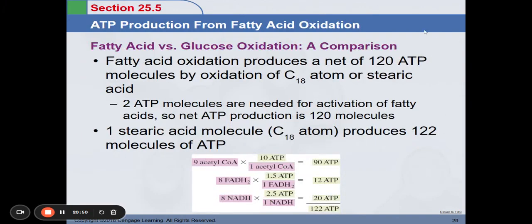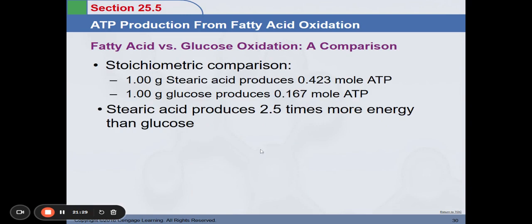Okay, so for ATP production from fatty acid oxidation, fatty acid versus glucose oxidation in comparison, fatty acid oxidation produces a net of 120 ATP molecules by oxidation of a C18 or stearic acid. Two ATP molecules are needed for activation of your fatty acid. So the net ATP production is 120 molecules. One stearic acid molecule, which is C18, produces 122 molecules of ATP. So the computation is below. Okay, so in stoichiometric comparison, stearic acid produces 2.5 times more energy than glucose.